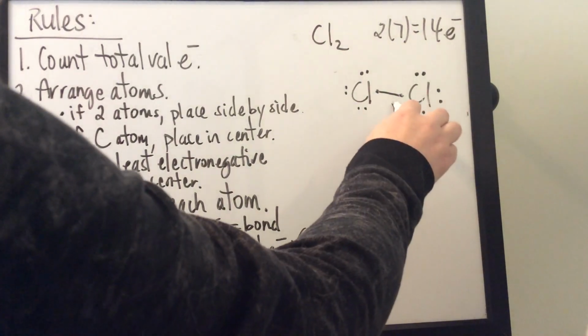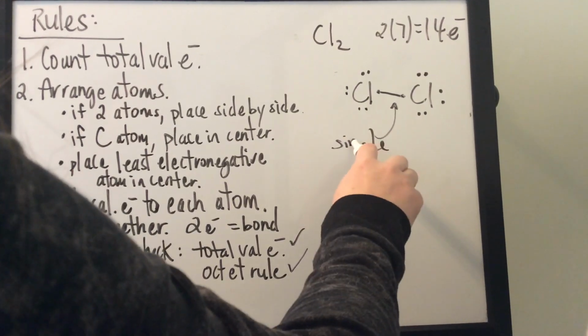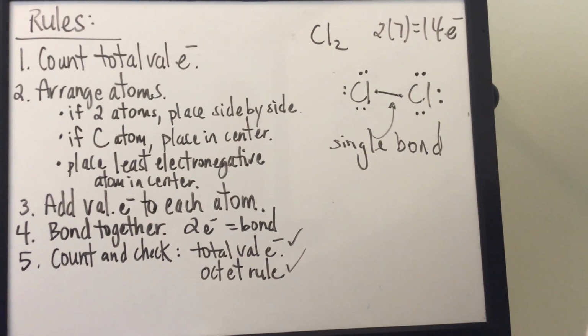This is called not only a covalent bond, but it's called a single bond, which might hint that later there is something other than a single bond. Okay, so that's your quick overview of how to draw a Lewis structure. We start with counting valence electrons. We arrange them in the correct arrangement. We add the valence electrons to each atom, bond them together, and then we count and check, moving electrons around if needed, which we'll see later, for total valence and for does everybody have an octet.